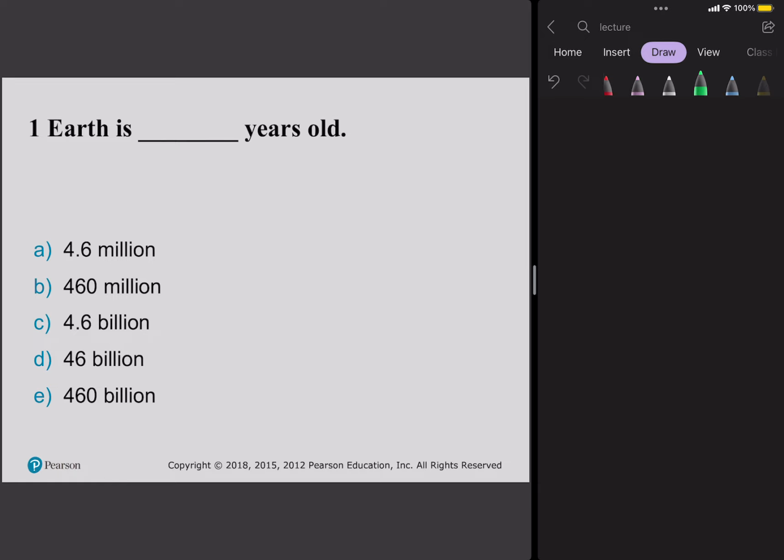Hi everybody, here we're going to begin the review for test 1, and test 1 is going to cover chapters 1 through 5 and also chapter 9, but we're going to begin with chapter 1.